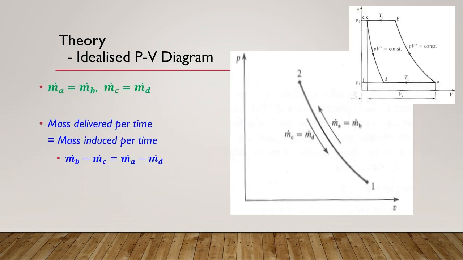The masses of gas at the four principal points are such that Ma equals Mb, and Mc equals Md. The mass delivered per unit time is given by Mb minus Mc, which is equal to that induced, given by Ma minus Md. The properties of the working fluid change in processes 1:2 and 2:1 like this.